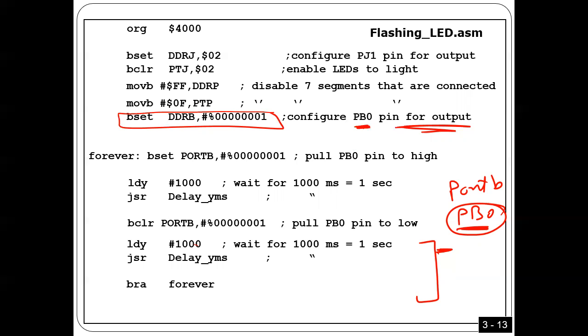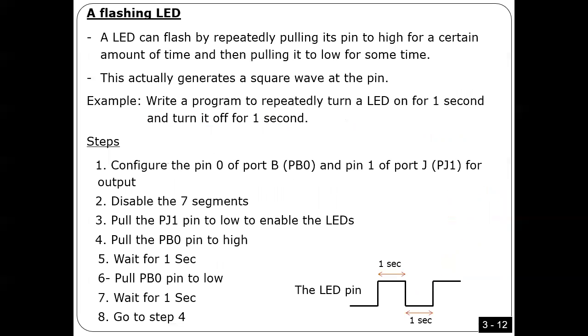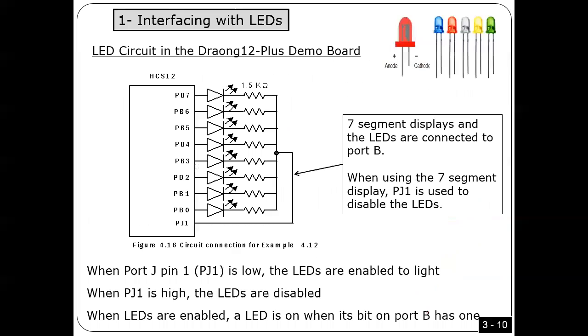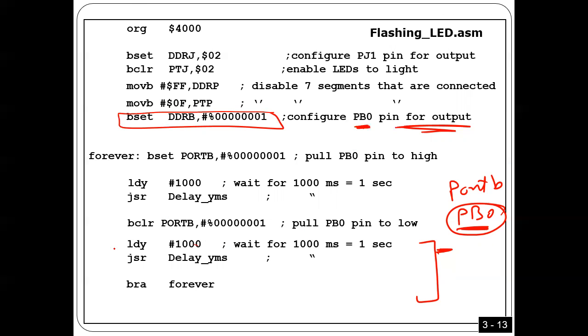Number two, as I said last time, when you use LEDs, you also use BG1. You remember BG1? This one should be enabled, so you have to configure this one as output. That's what I did here.